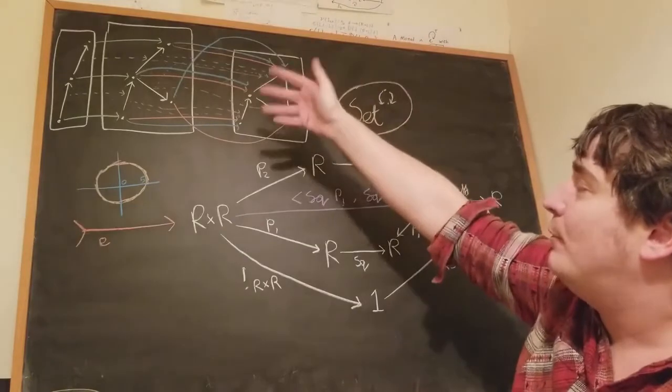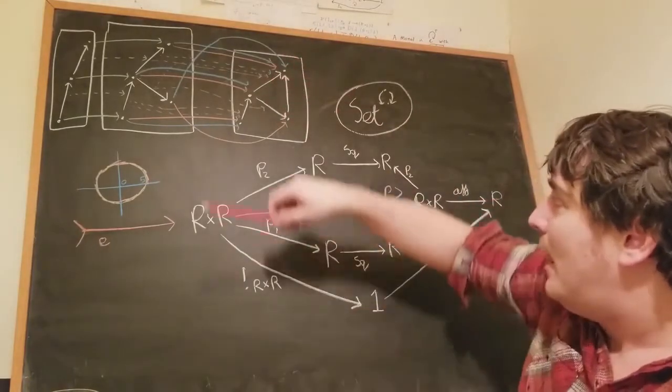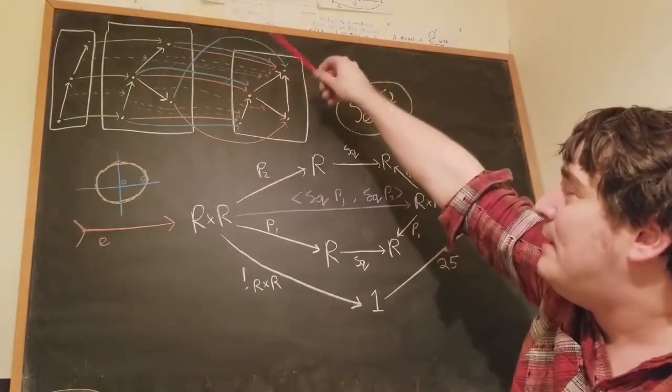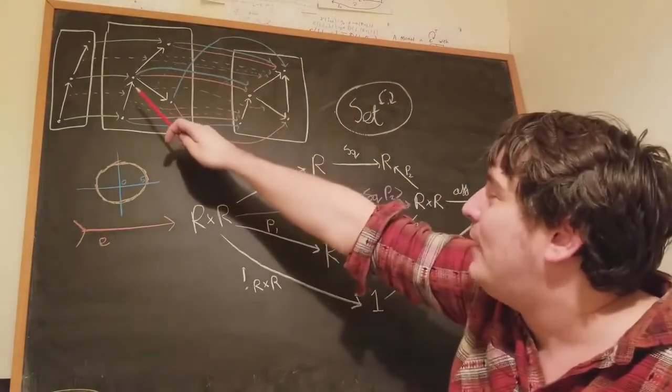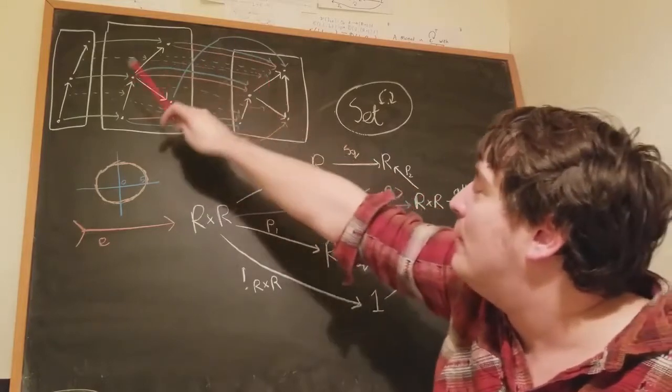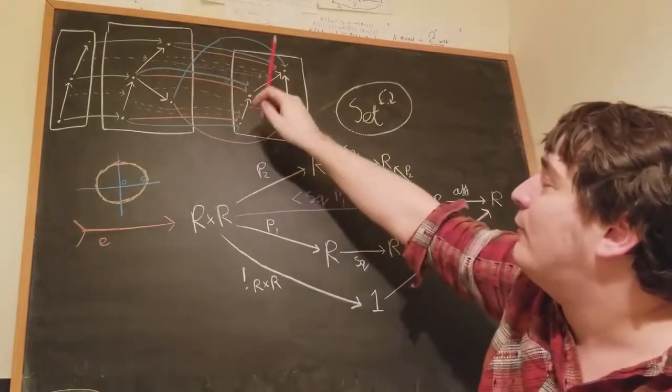And so here's an example with graphs. It's a bit too busy maybe to be able to read easily, but what I'm trying to illustrate here is that we have two graph homomorphisms from this graph to this graph.